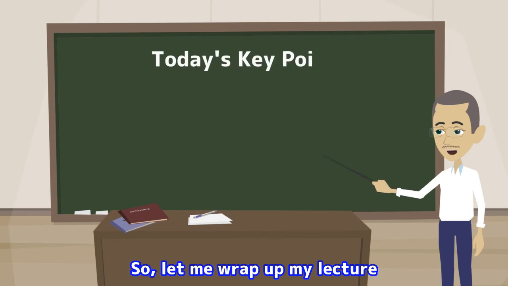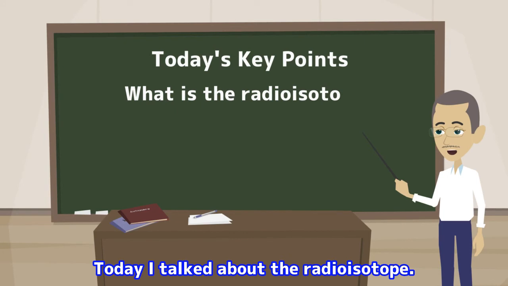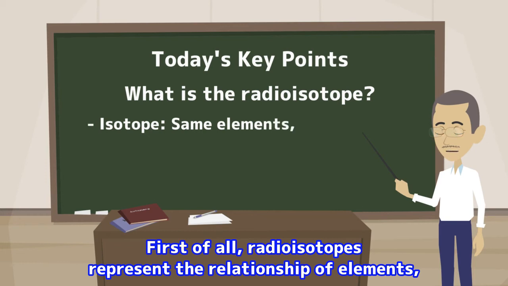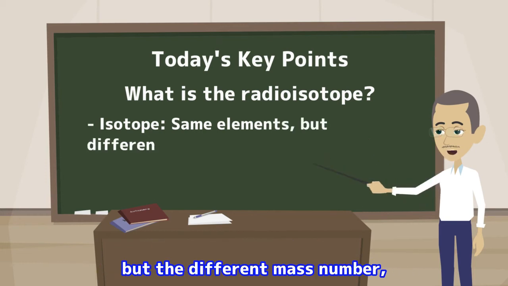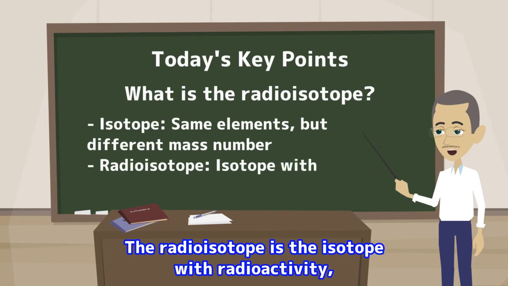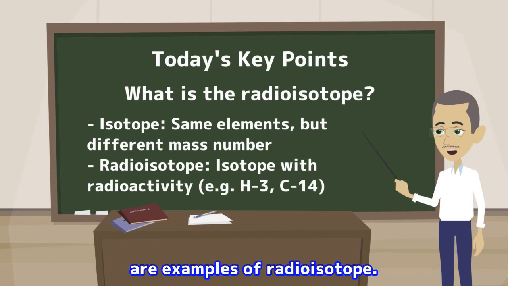So, let me wrap up my lecture by providing you the key points. Today I talked about the radioisotope. First of all, radioisotopes represent the relationship of elements, which have the same proton number, but the different mass number, or sometimes represent the nuclides themselves. The radioisotope is the isotope with radioactivity, and the tritiated hydrogen and the carbon-14 are examples of radioisotope.